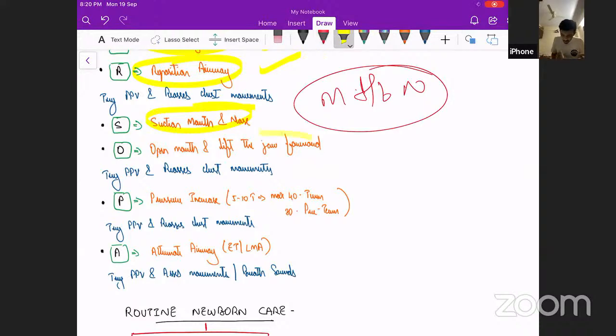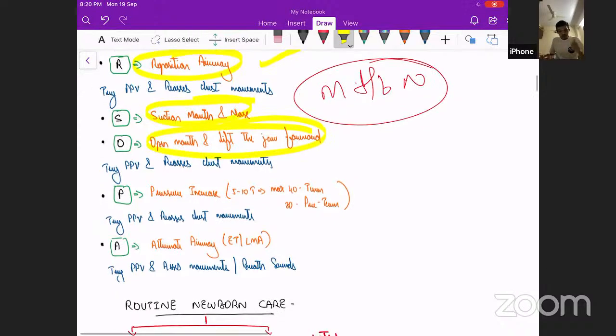We open the mouth and lift the jaw forward so that the position is proper. Fine. So MR is over, then SO is over. Suction the mouth and nose and adequately position it. Again, we try positive pressure ventilation and we look for chest raise. If this doesn't happen, then we increase the pressure. How do we increase the pressure?